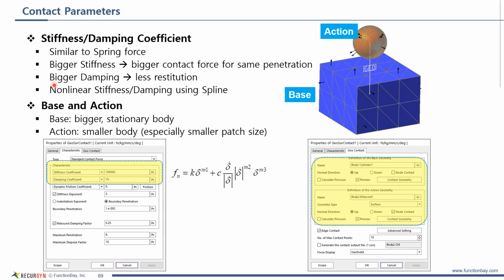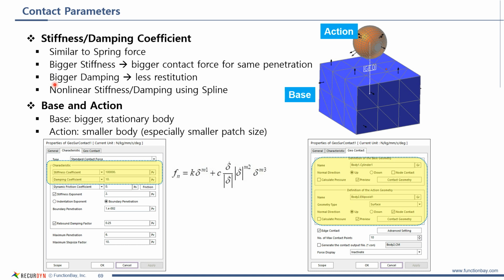This is the contact property page. Stiffness and damping coefficients are the important parameters of contact. Contact force parameter is very similar to spring force. Since stiffness is multiplied by penetration, the bigger the stiffness is, the bigger the contact force that occurs for the same penetration. If a large contact force suddenly occurs, it makes the solver unstable. So it is important to use the appropriate K.